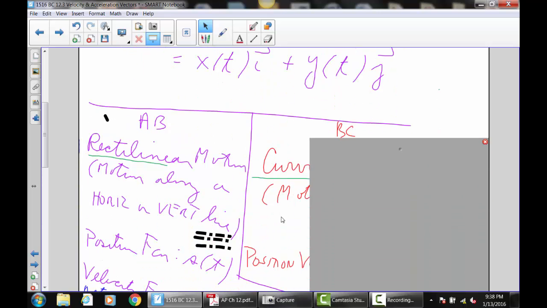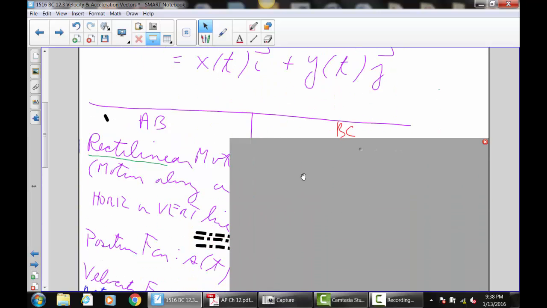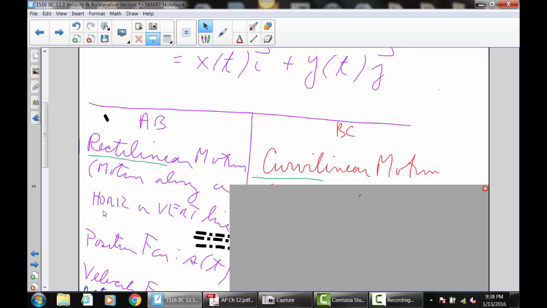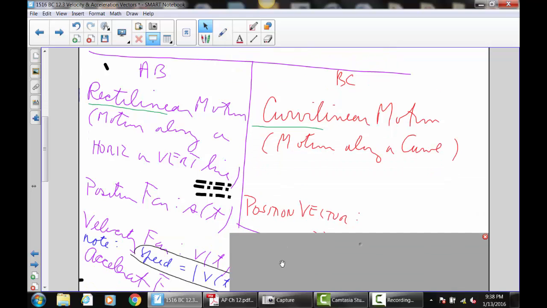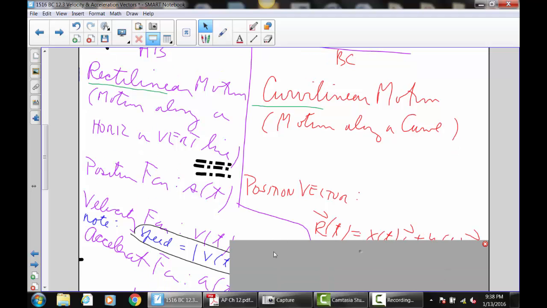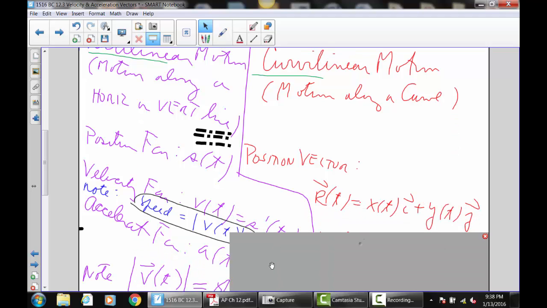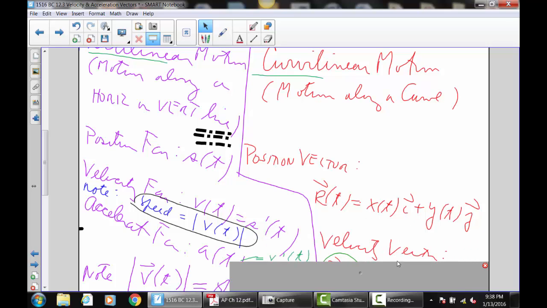Well, what's going to happen in BC is we're not going to be looking only at motion along a line, but motion along a curve. It's called curvilinear motion. So instead of our position function being s of t equals a function of t, you're going to have a position vector, r of t equals x of t i plus y of t j, which you can write in component form if you'd like.